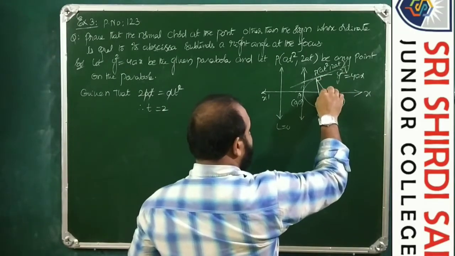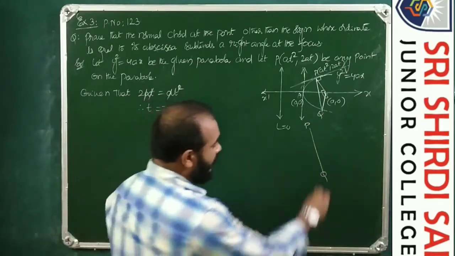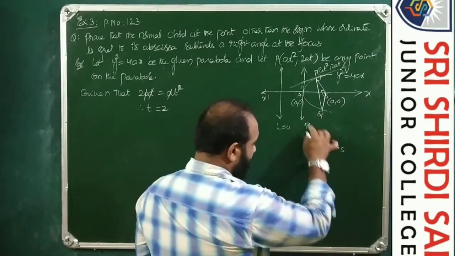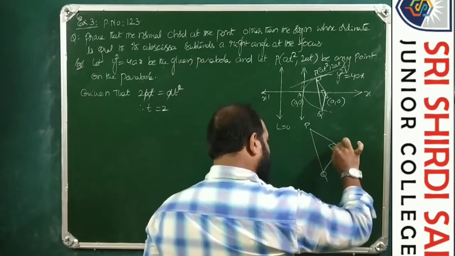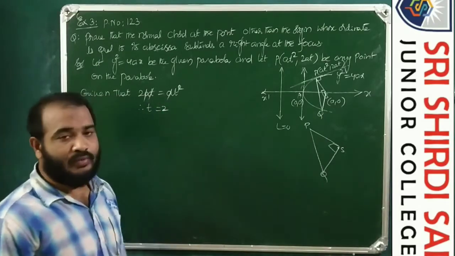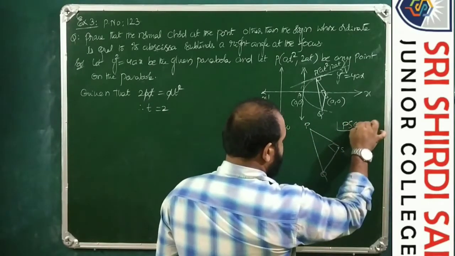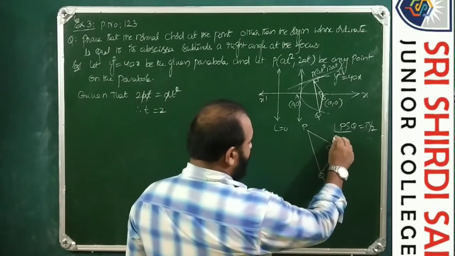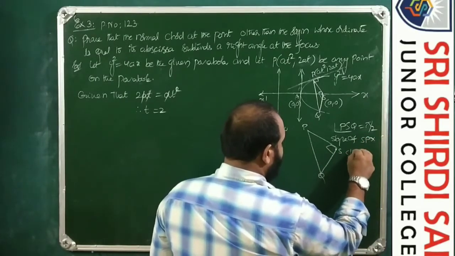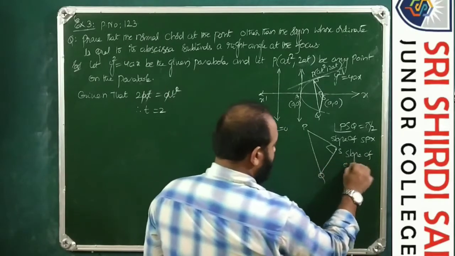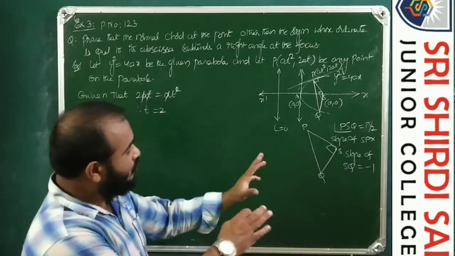So here, 90 degrees is what we need to prove. That is, PQ is a chord and here focus S is there. So this chord PQ should be at right angle at the focus, is what we need to prove. That means angle PSQ equals 90 degrees. It is sufficient for us to prove slope of SP into slope of SQ is equal to -1. Product of the slopes is equal to -1, then PSQ is equal to 90 degrees. That is what we need to prove.